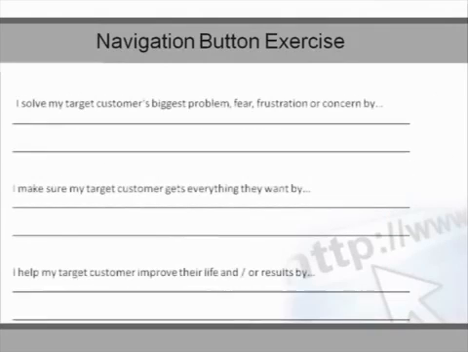Then use this form in your workbook to write down your thoughts for each category. I solve my target customer's biggest problem, fear, frustration, or concern by, and go into specific detail to explain what you do and how that overcomes their hot button issues. I make sure my target customer gets everything they want by... Here is where you highlight the innovations you have created for your business.